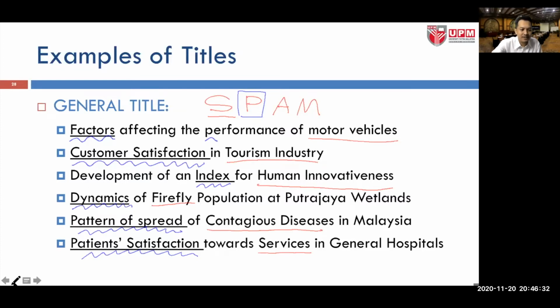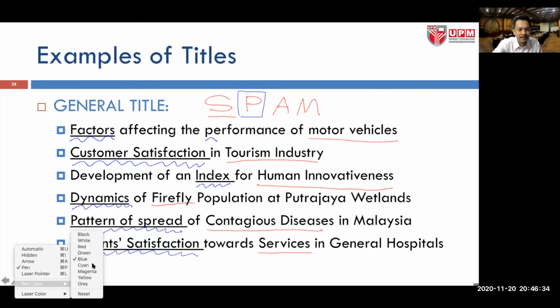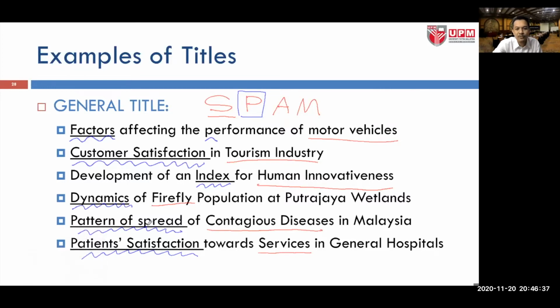Let me just change to another pen color, maybe magenta will do, right? And then, factors affecting the performance of motor vehicle. What about achievement in the first title? Do we have any achievement? Factors affecting the performance. Basically, the achievement in the first title is the performance. Performance is the achievement, right? And in number two, we do not have any achievement there.